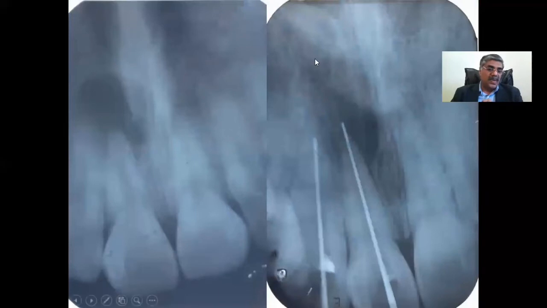So this is a case where you can see there is a periapical cyst associated with the maxillary right central incisor, and the root canal treatment was initiated, and biomechanical preparation was done. All the necrotic products were removed.